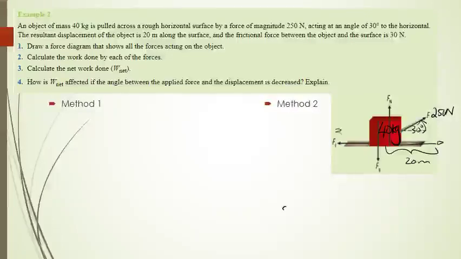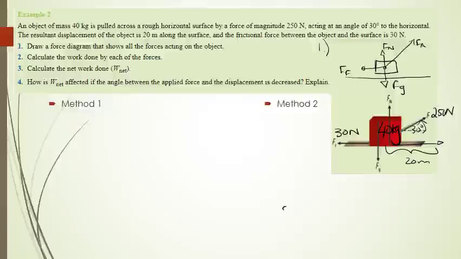a frictional force of 30 newtons because it's moving along a rough horizontal surface. Draw a force diagram that shows all the forces acting on it. So let's draw a force diagram. We end up having our box, which has gravitational force acting on it. We end up having our frictional force acting on it. We end up having our normal force acting on it. And we have our applied force acting on it.